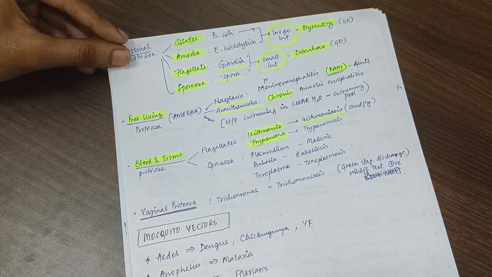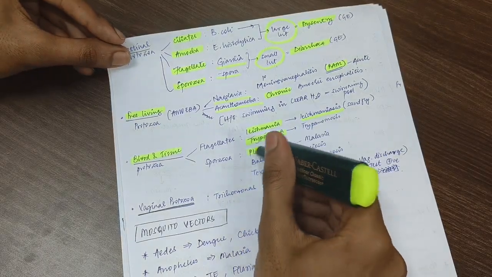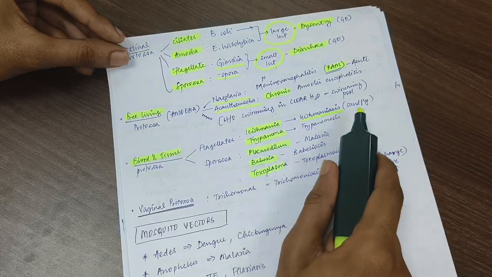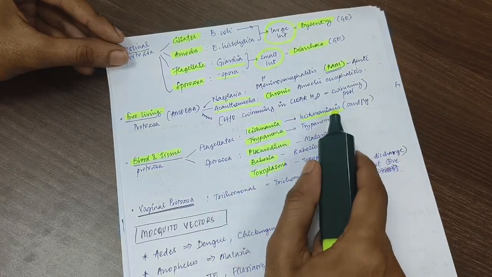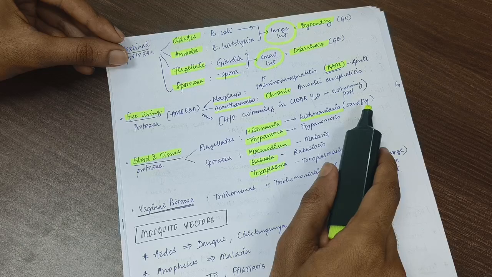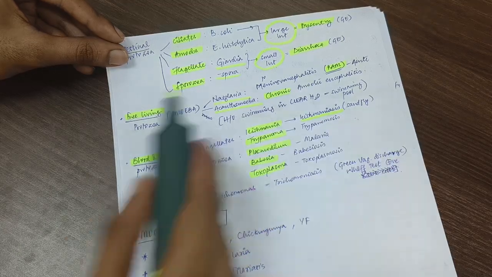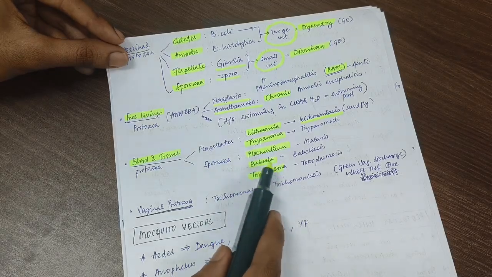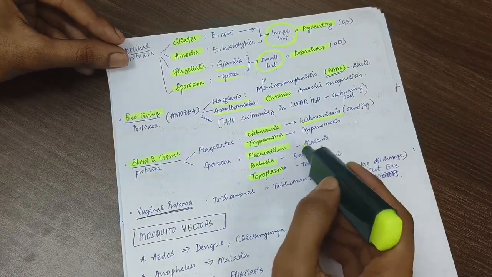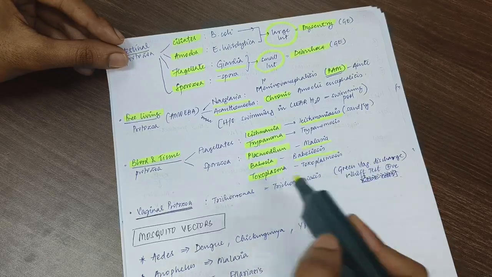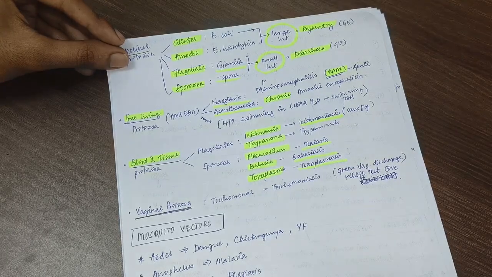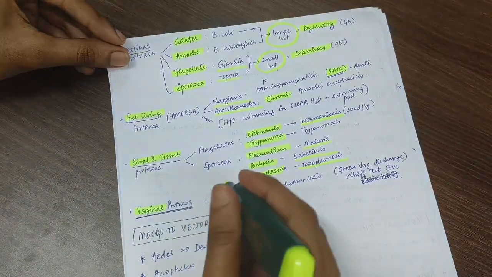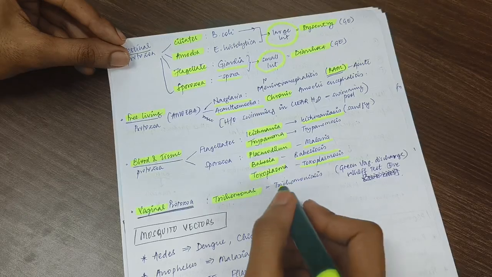Then sporozoa: Plasmodium, Babesia and Toxoplasma. They are going to ask the vector here, so please concentrate. In Leishmania, the vector for leishmaniasis is the sandfly, or Phlebotomus. Plasmodium will cause malaria, Babesia will cause babesiosis, Toxoplasma will cause toxoplasmosis. Simple, the name itself tells all. Then vaginal, I told you there is only one, Trichomonas, and that will cause trichomoniasis.